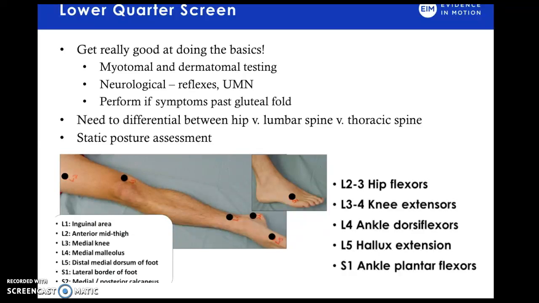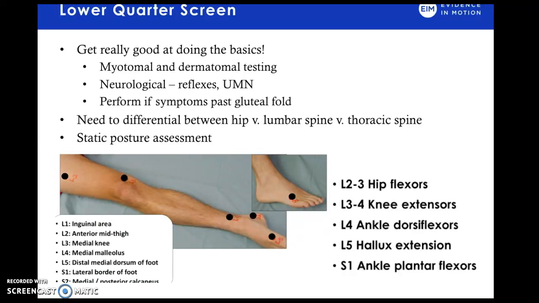The other aspect of the lower quarter screen is really the need that exists when we're dealing with people with lower back pain to go into some differential between hip versus lumbar spine or even versus thoracic spine. So that is an early decision point in using our clinical skills to help differentiate that. Certainly there can be overlap, but just think about regionally differentiating aspects.